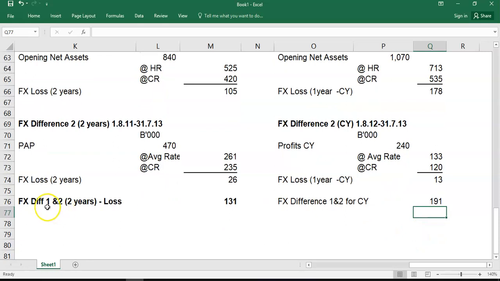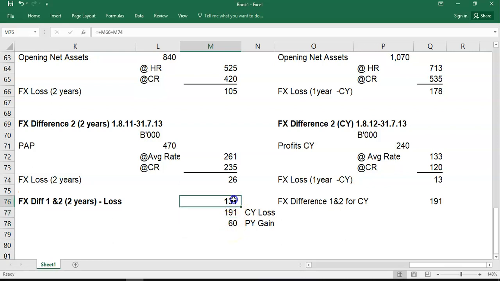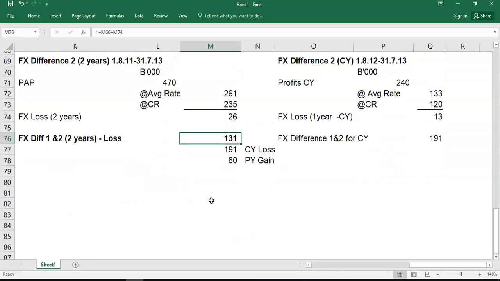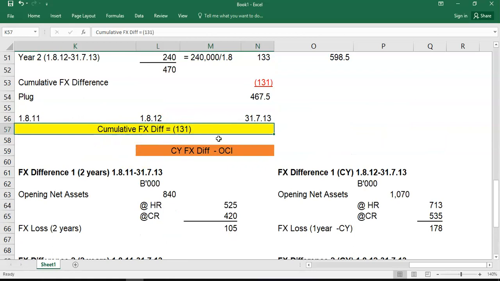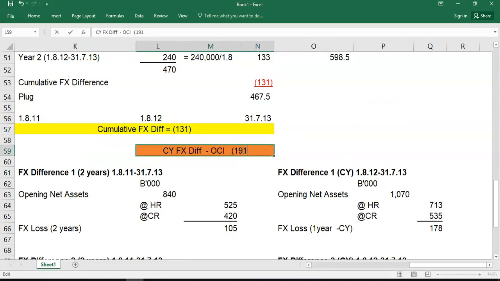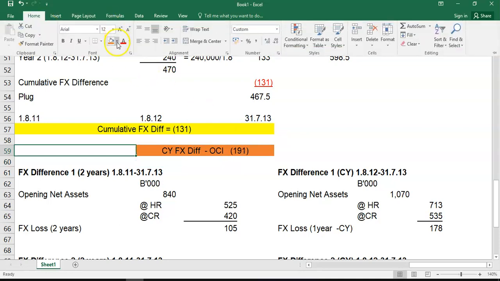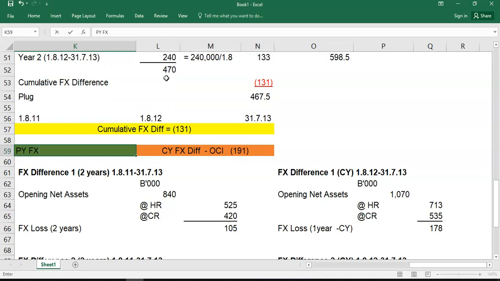So there is a lot going on there. So we know the 2 year is 131. We can say current year loss is 191. So that actually means you made a prior year, be careful, prior year gain of 60. Because a loss of 191 plus a gain of 60 gets me an overall loss of 131 over the 2 years. So that's what we're trying to show you with this split. This is minus 131. This is minus 191. So here, the prior year FX difference must be plus 60. So that 60 is going to be in the statement of changes in equity in the opening balances, like any prior year adjustment.